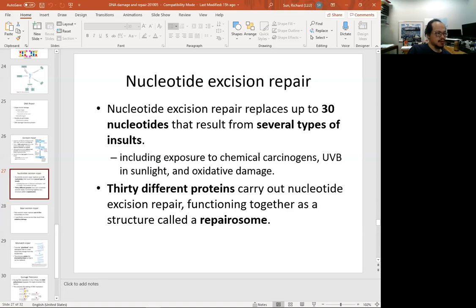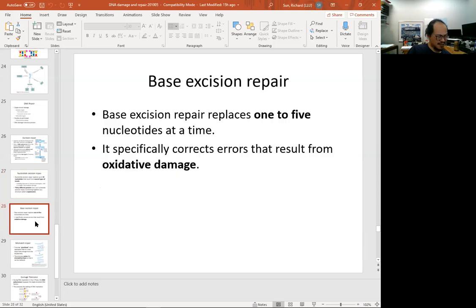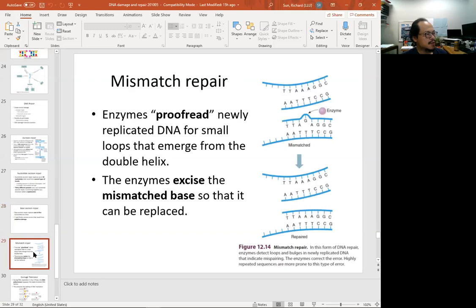And with this one, it's UV light and oxidative damage. This one is caused by oxidative damage only. So that's that. And the mismatch repair. If these two are not matched, the enzyme can come here because we have one template, so we can fix it.